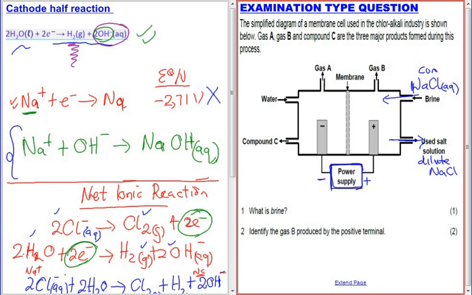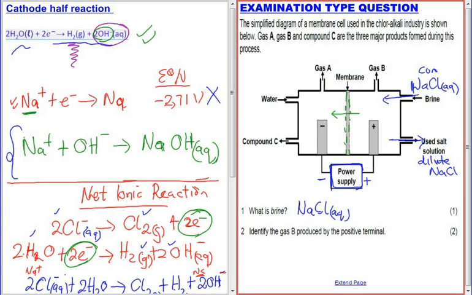This membrane, I said it was a selectively permeable membrane. Do you still remember which ions can go in? Well, I said only cations can pass. So anything that is negatively charged will not be able to pass. So you are seeing how things have changed here. Let's go and answer the questions. What is brine? Well, I think that one should not bother you. That's your sodium chloride. Okay?